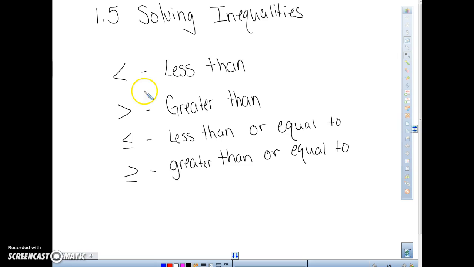So if you're looking at this, remember when we graphed things on the number line, if it's a less than, it's an open circle, which means it's not equal to. Greater than is the same thing, it's an open circle. But when you get or equal to, you're going to fill that circle in when you're graphing. So let's do a couple problems and graph them as well.